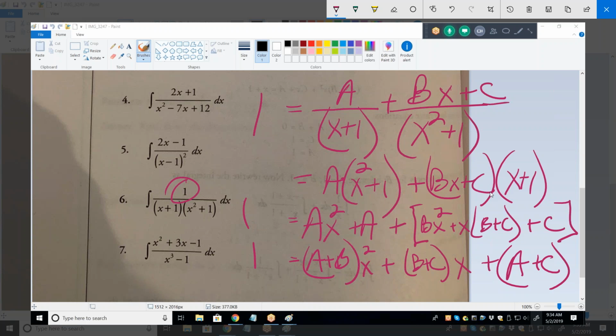So a plus c has to equal 1. Right. A plus b has to equal 0. And b plus c has to equal 0. That doesn't compute. In other words, if I add these two equations, oh, maybe it does compute.